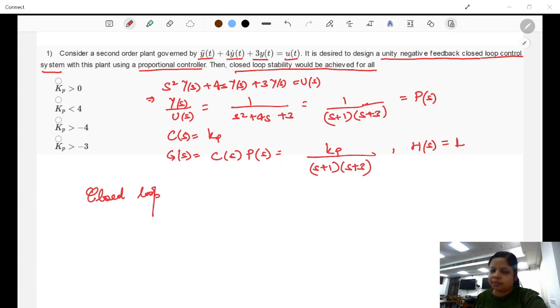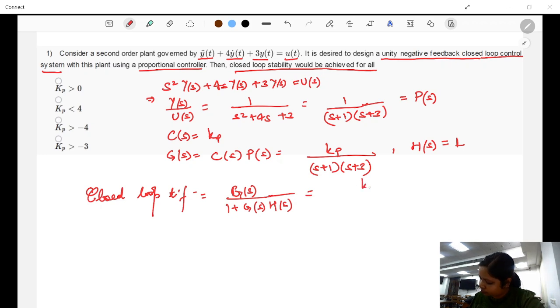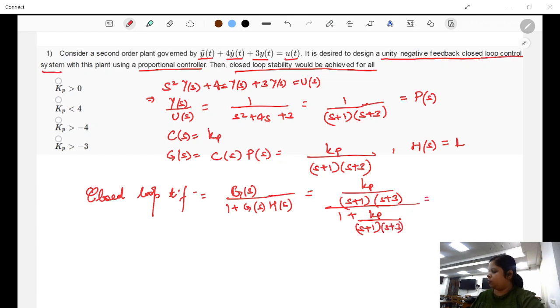And then we try to stabilize the system, right? We need the characteristic equation of the system to do that. So the closed loop transfer function can be written as G(s) upon 1 plus G(s)H(s). What is G(s)? Kp upon (s plus 1)(s plus 3), upon 1 plus Kp upon (s plus 1)(s plus 3), which is equal to Kp upon (s plus 1)(s plus 3) plus Kp.